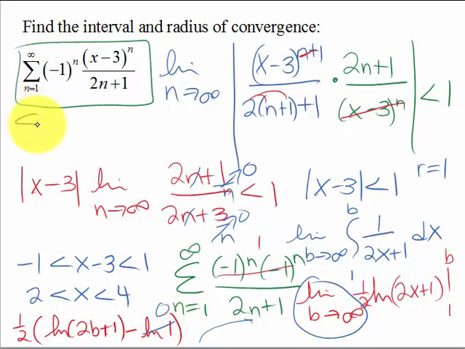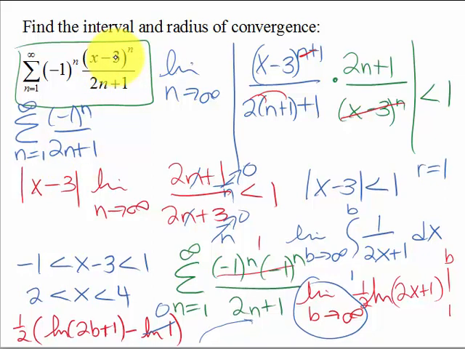Now let's go ahead and check the endpoint of 4. So if we put in a 4, we would have negative 1 to the n over 2n plus 1, and this part would become 1 to the n, so we don't need it. And that's an alternating series, and the terms go to 0.